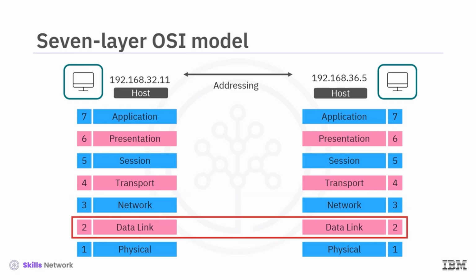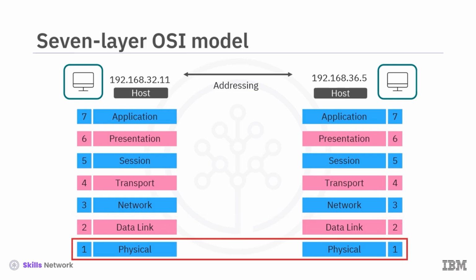Data link. Defines the format of data on the network. This layer also corrects errors that may have happened at the physical layer. And physical. Electrically or optically transmits raw, unstructured data over a physical medium.